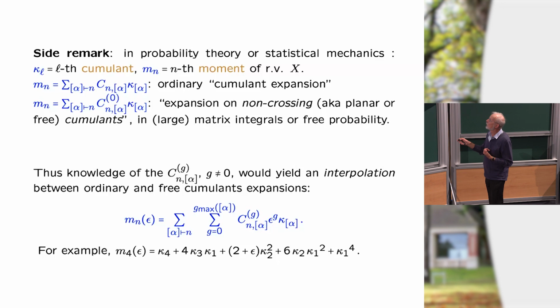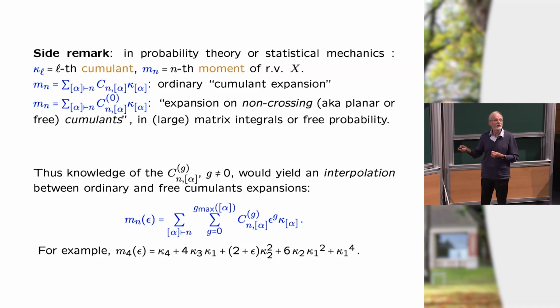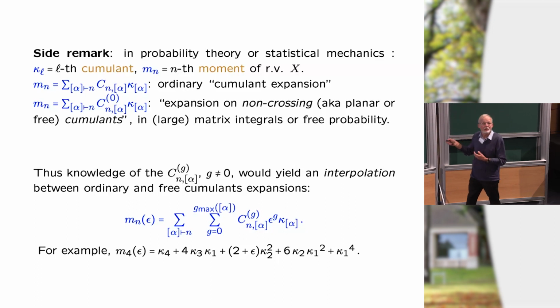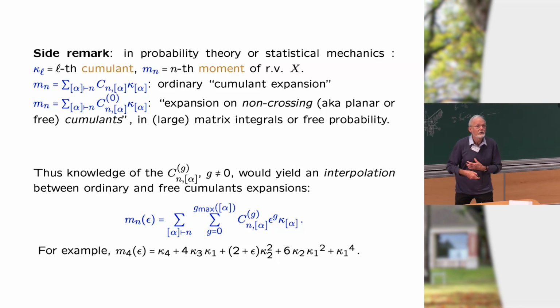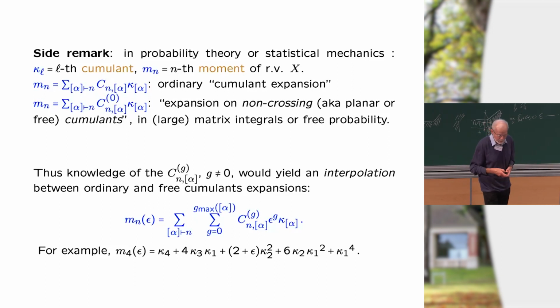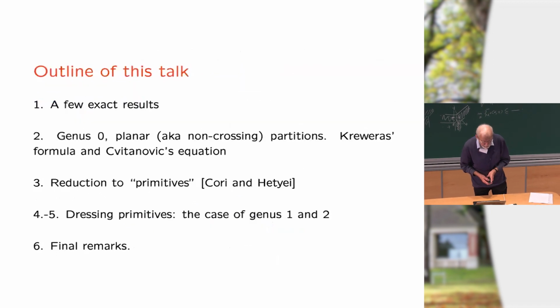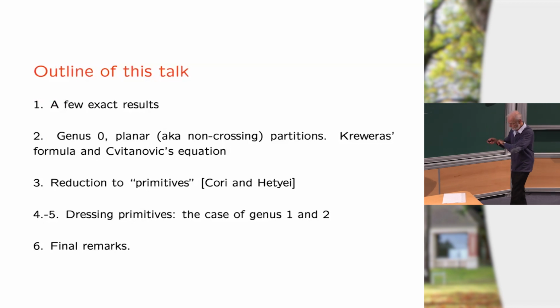For epsilon equal to 1, where you sum over all the genera, you have the ordinary cumulant expansion, while for epsilon equal to 0, you are expanding on the free cumulants. So it's really an interpolation. This would give me an interpolation between the ordinary and the free cumulant expansions. So that's a possible motivation for this work. I won't explain why I was particularly interested in such an interpolation, but that may be later. So given this, let me say what I'm going to say.